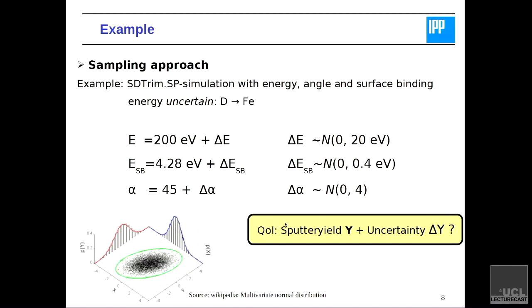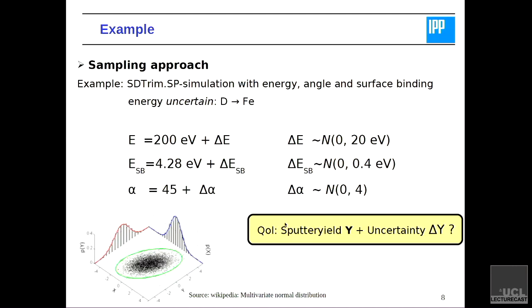In this particular example, we have effectively reduced the problem to three uncertain quantities. The unknown, or the energy of the projectile coming in, with some uncertainty associated with that. The binding energy, which is nominally this number, but is assumed to be uncertain within some range. And an angle, which again is uncertain within some range. And the range is given here, essentially.